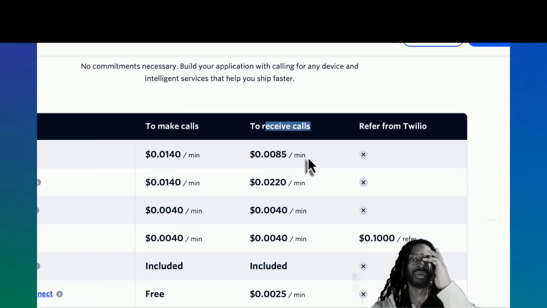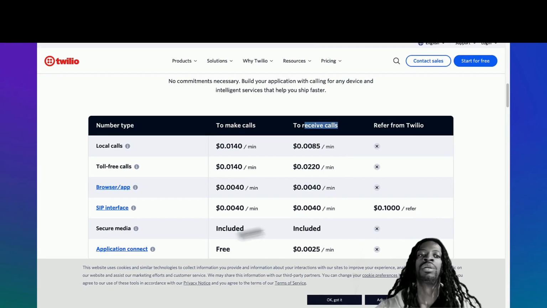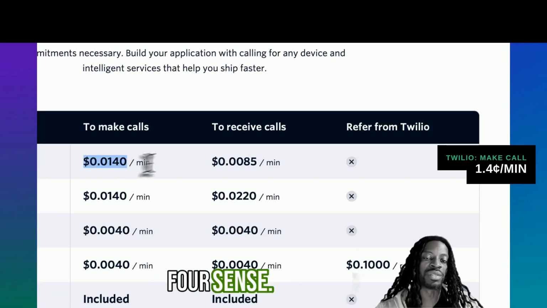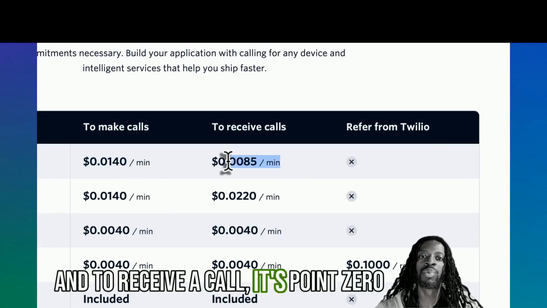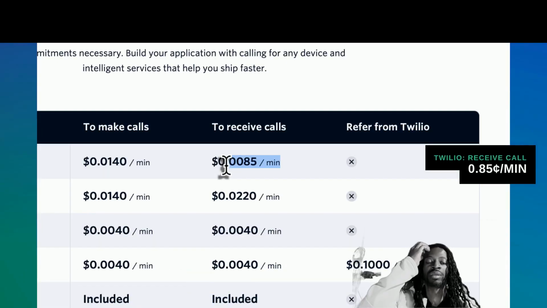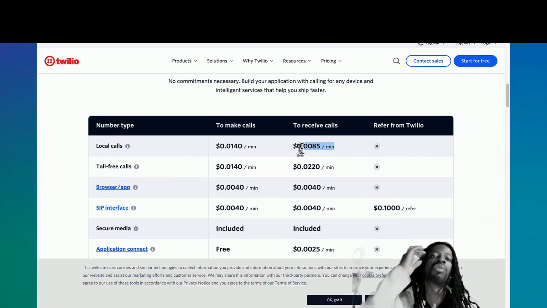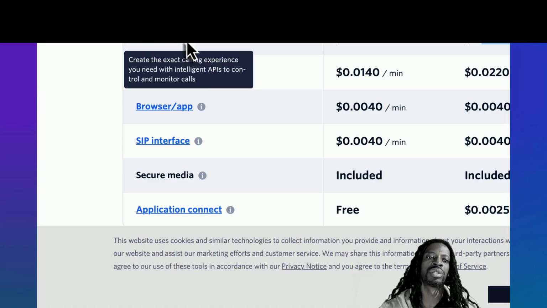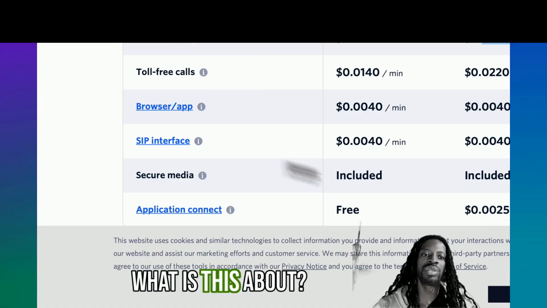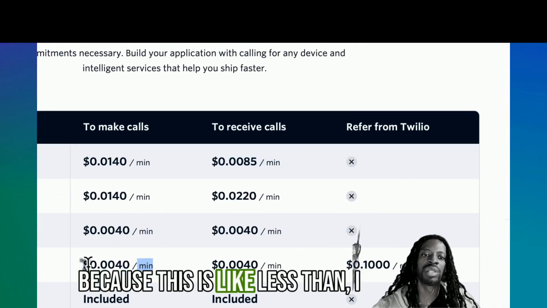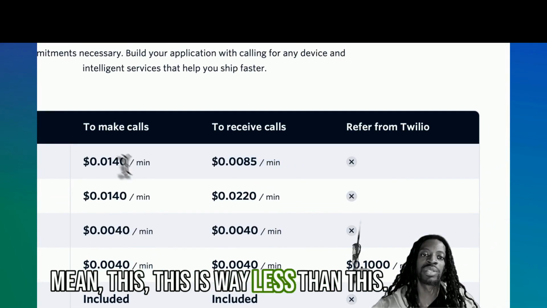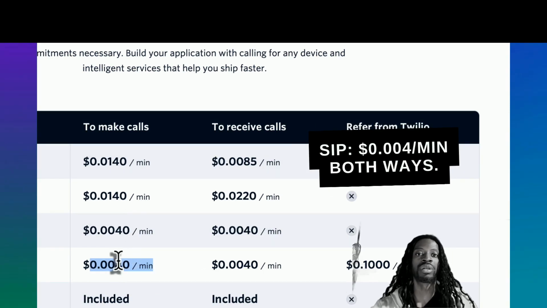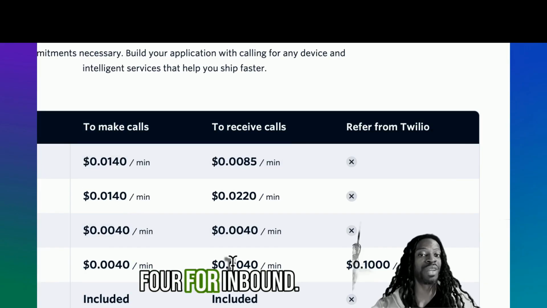Okay, so just remember this. Now, if you look here, for a local call, to make a call is 1.4 cents, and to receive a call it's 0.0085, so just under a penny. Okay, that's the cost right on their website. Well, if that's the cost to make and receive a call for local calls, okay, what is this about? Because this is way less than this. This is 1/3 of the cost of this, right? 0.004 for outbound and 0.004 for inbound.